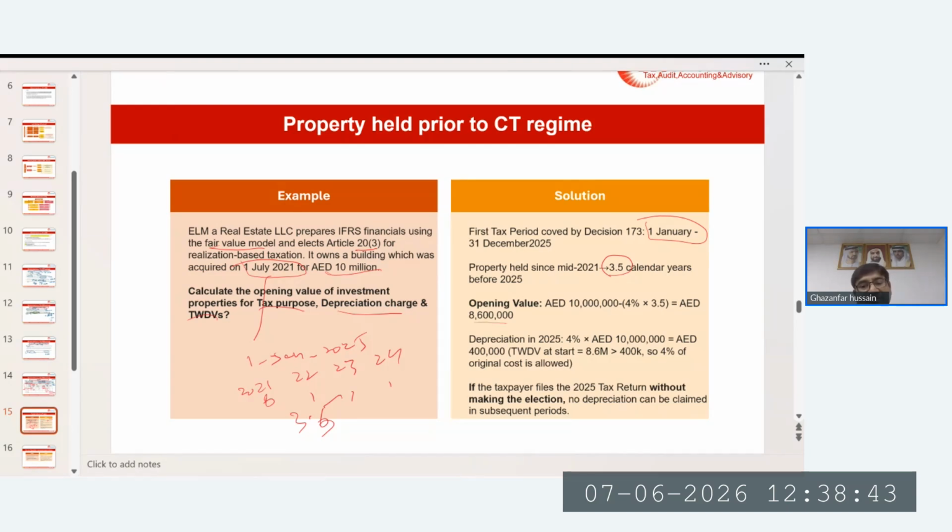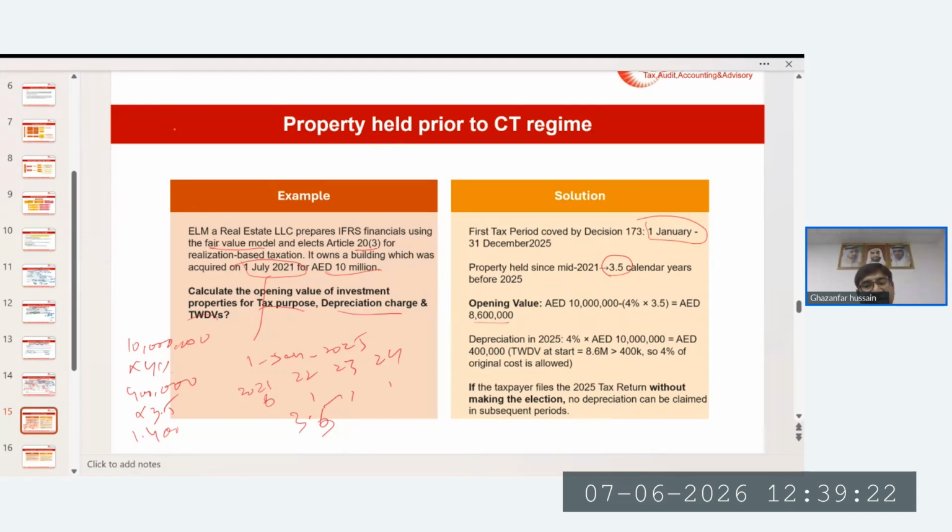And the balance opening value is this. This is how the depreciation is calculated. Hope you understand, or we can do this again. 10 million. So 10 million into 4%, how much? It is 400,000 multiplied by 3.5. So just calculate how much it will be. 1.4 million something. All right. So this is the balance.